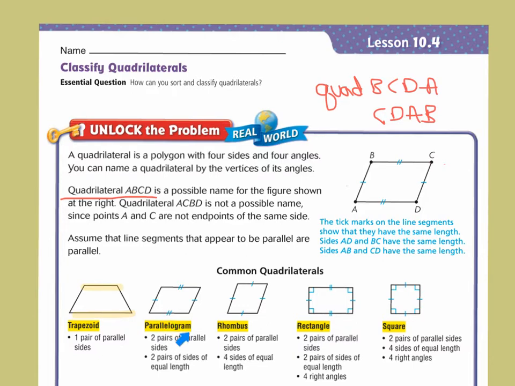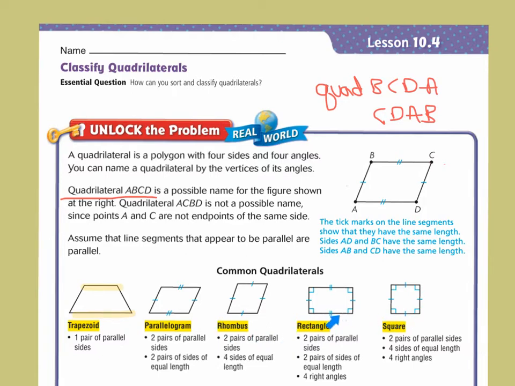Now, a rhombus is a special kind of parallelogram in that it has two pairs of parallel sides. Those are the same here. But instead of having two pairs of sides that are equal length, it has all four sides the same length. So that kind of takes it to a special kind of parallelogram. So all four sides, and you can see the little tick marks are all the same, are of the same length. Okay, moving on to rectangle.